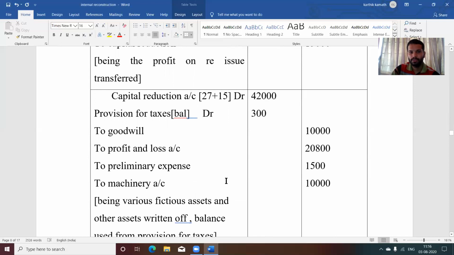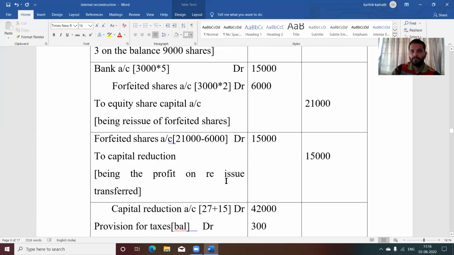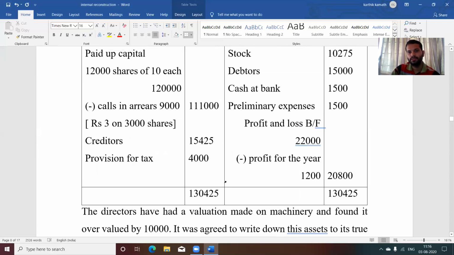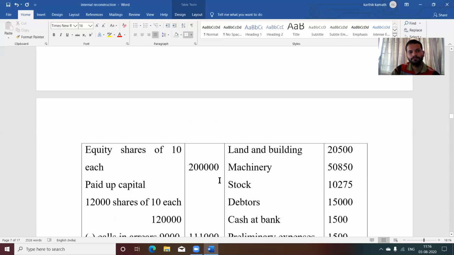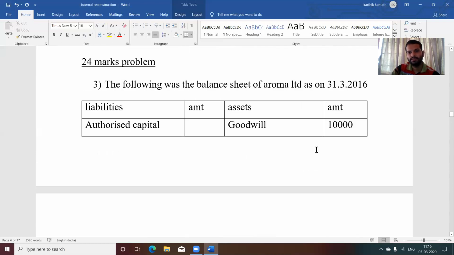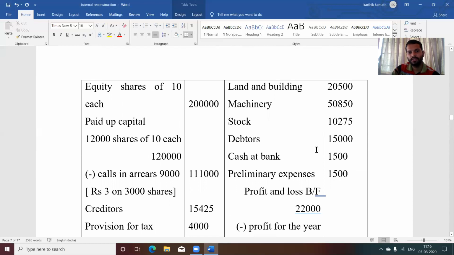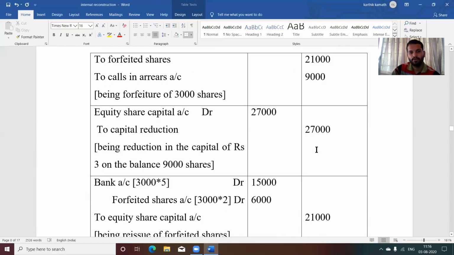To goodwill account, 10,000 is to be written off. See here, goodwill of 10,000 is given, that is to be written off. Similarly, now the profit and loss account.